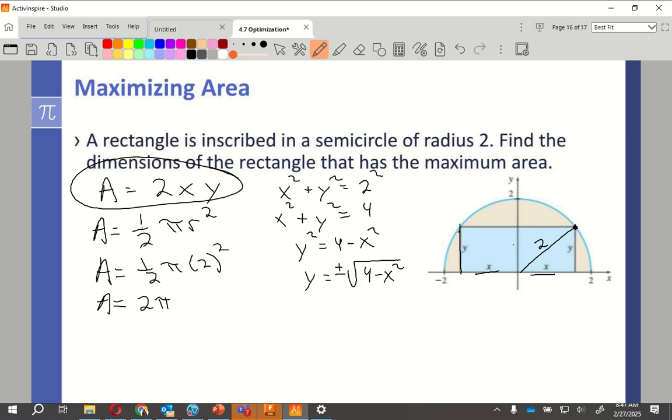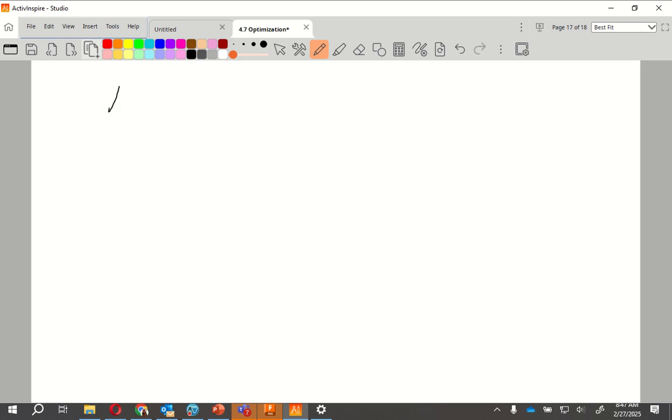And since we're talking about area here, I'm going to disregard the negative. Can't have a negative area. So let's plug that one in so we could actually do our area now. So this is going to go into my area formula for my y. So I get area equals 2x, and instead of y, I'm replacing it with the square root of 4 minus x squared.